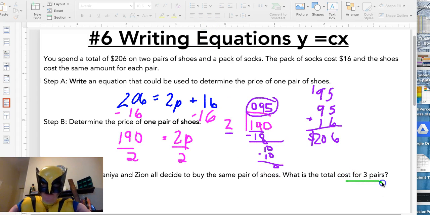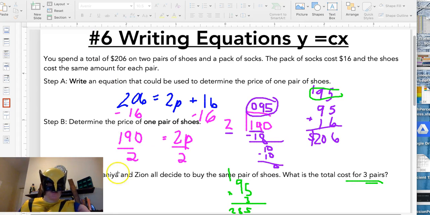Well, if there's 3 pairs, I know that I'm timesing by 3, and the cost of 1 pair is 95. So I'm going to do 95 because that's the price of 1 pair times 3. I'm timesing it by 3 because there are 3 awesome crime fighters that want to help me out and get those same pair of shoes. 3 times 5 is 15. 9 times 3 is 27 plus 1 more is 28. $285. So these three ladies will spend a total of $285 on their 3 pairs of shoes.